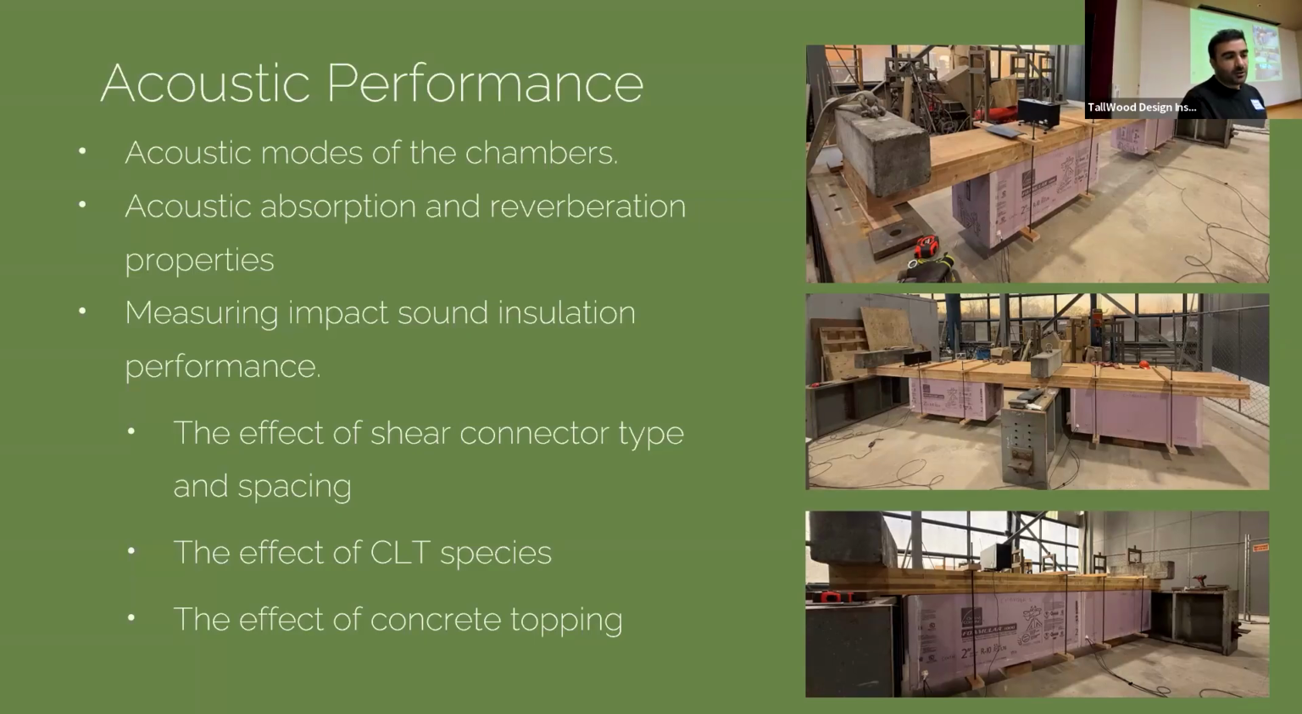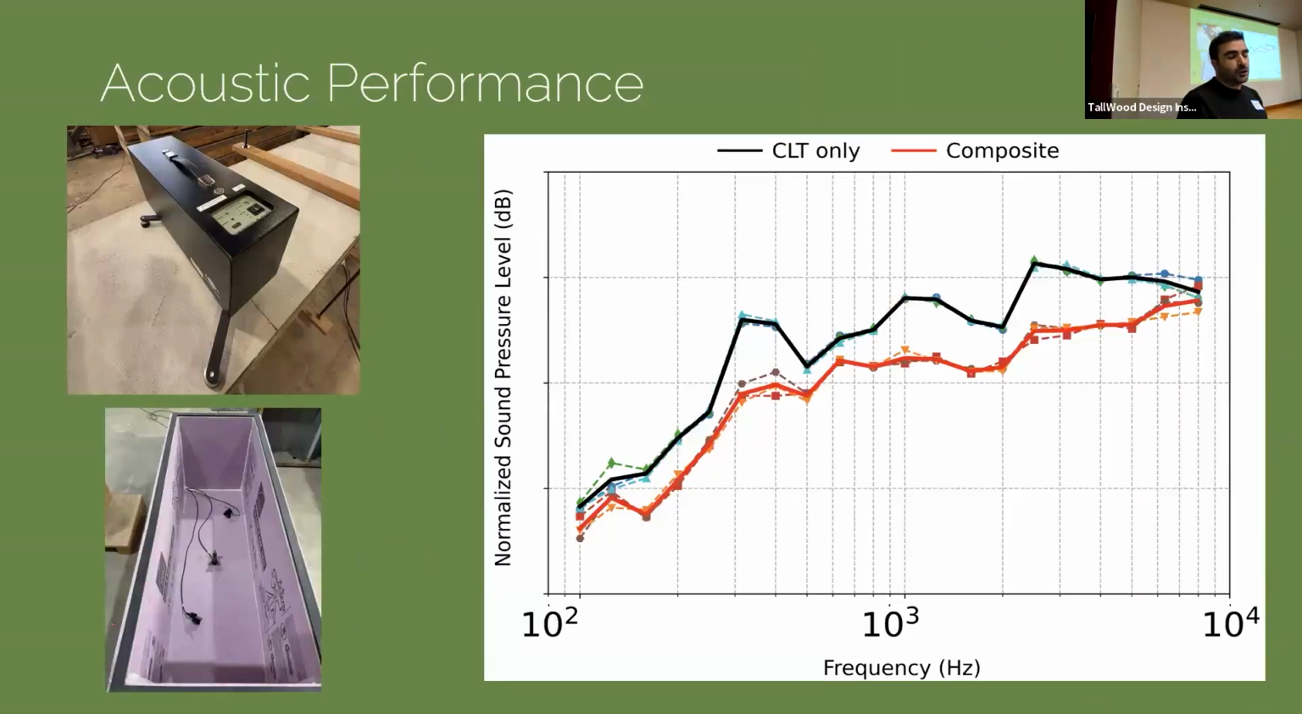We measure the acoustic modes of the chambers, the absorption and reverberation properties. We measure the impact sound insulation performance to check the effect of the shear connector type, the CLT species, and the concrete topping. We placed 3 microphones in each acoustic box. And we also used the tapping machine to generate the sound. So you can see the inside of the box, and this is the tapping machine to generate the impact sound.